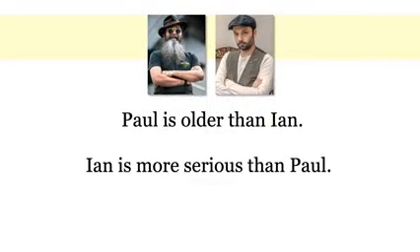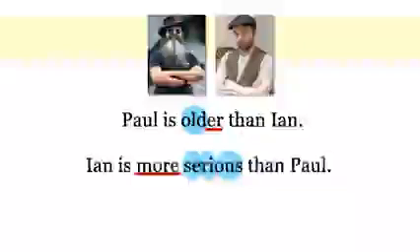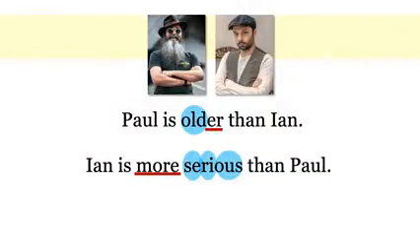Paul is older than Ian. Ian is more serious than Paul. In the first sentence, we add er to the adjective old to make the comparison. In the second sentence, we use more before the adjective serious. This is because we use er for short adjectives and more for longer adjectives. Look, old just has one syllable or beat, old. But serious has three. So we use more for longer words. Let's take a closer look.